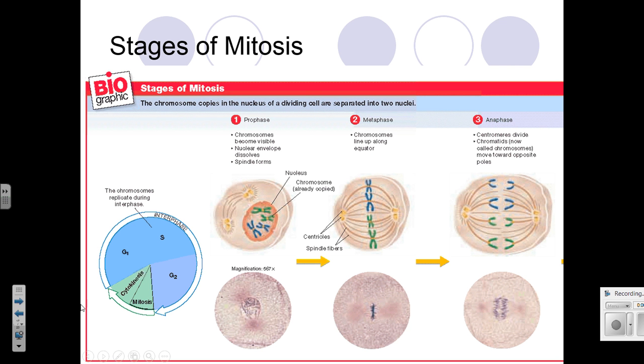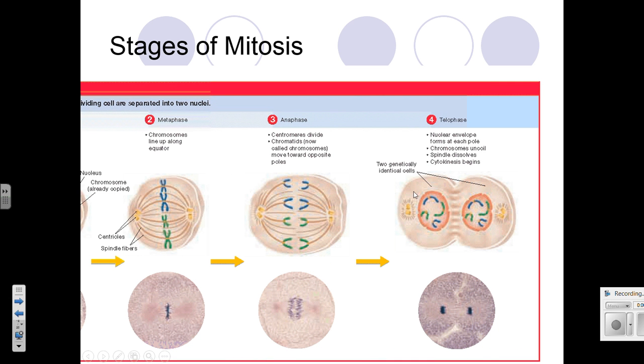Okay, so just a review, this is happening during the M phase of the cell cycle. And we have prophase, when everything gets organized and gets shorter. The chromosomes become shorter, the spindle forms, nucleus goes away. Metaphase means middle. They're lining up along the equator. Anaphase, they're pulling away from each other. And telophase, they are separating into two new cells, and the nucleus is coming back, the spindle goes away and dissolves.